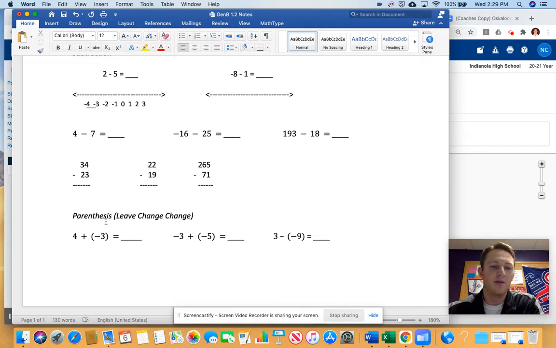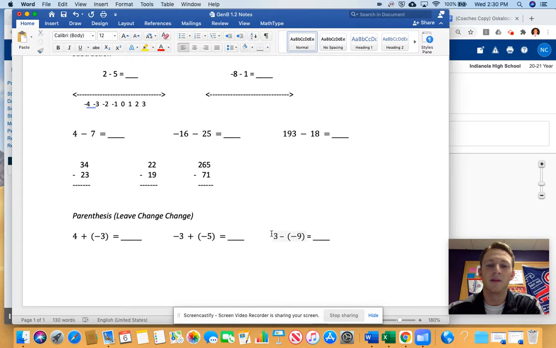And then if we have parentheses, if there is an addition sign outside of the parentheses, we can just forget about the parentheses. So it'd be more like 4 minus 3, which would be 1. However, if there's back-to-back negatives, or if there's a negative in general outside of the parentheses, you have to change the sign on the inside.